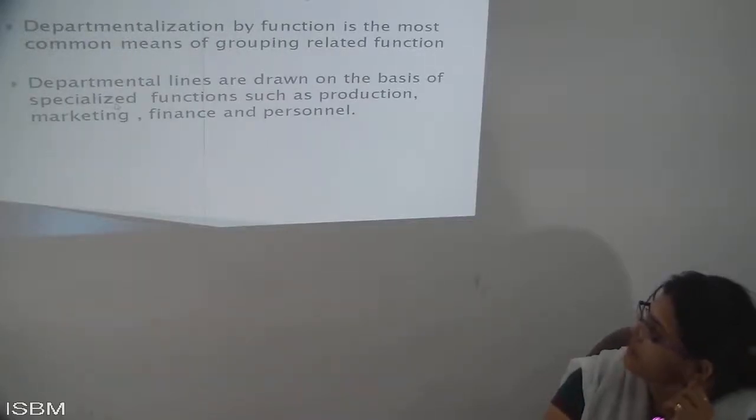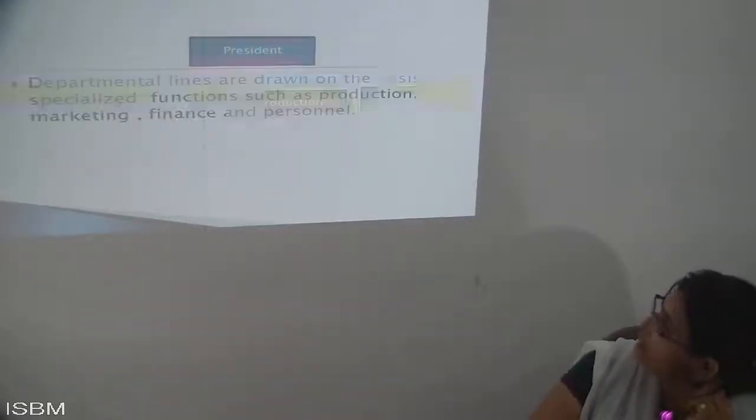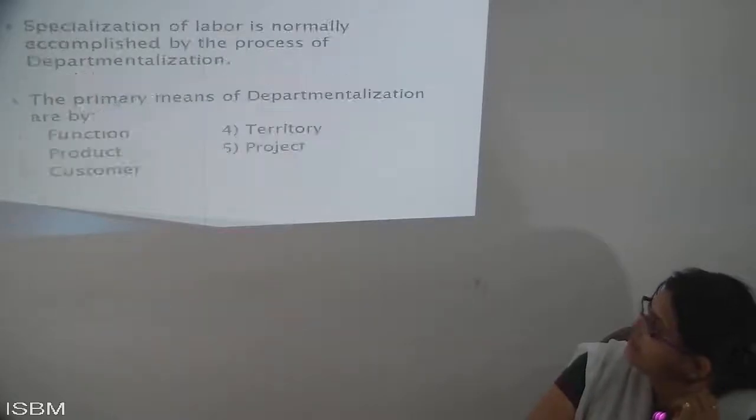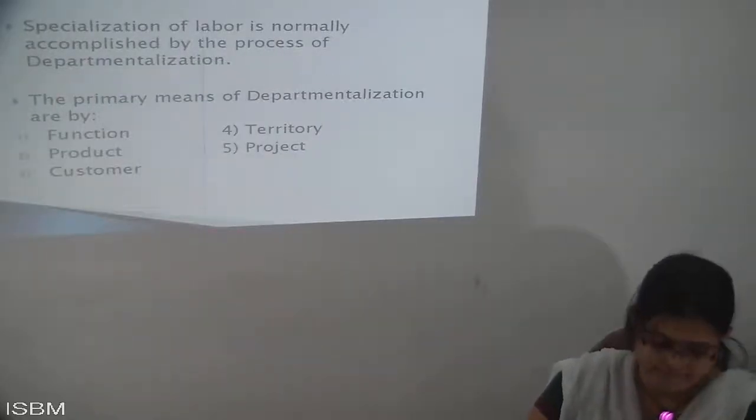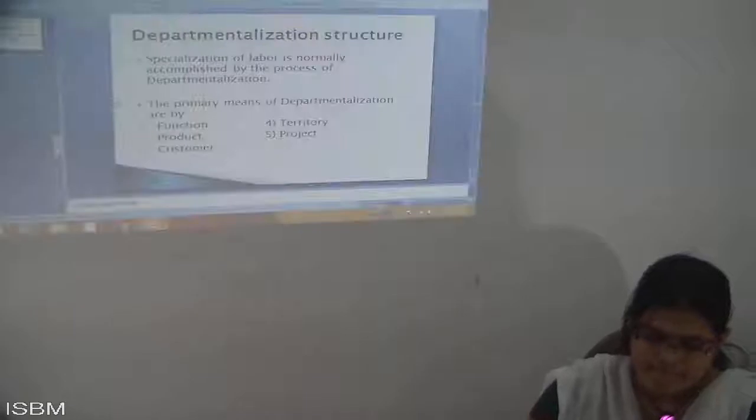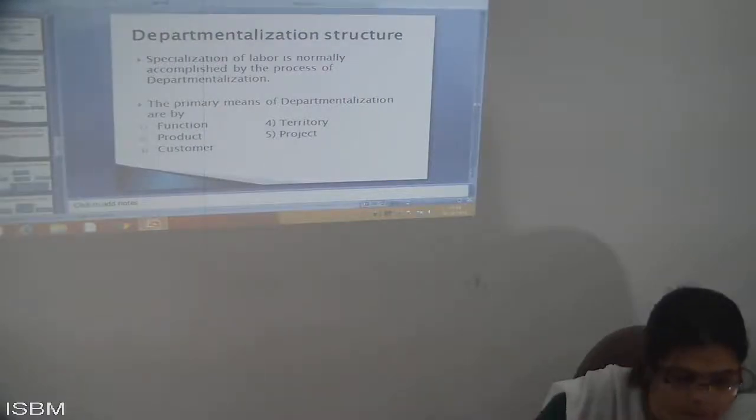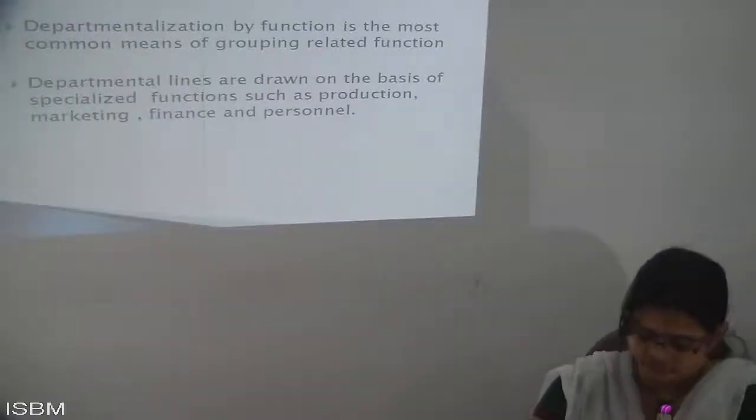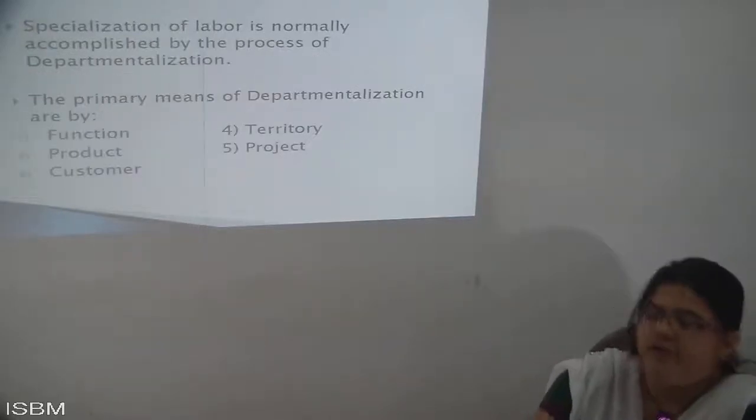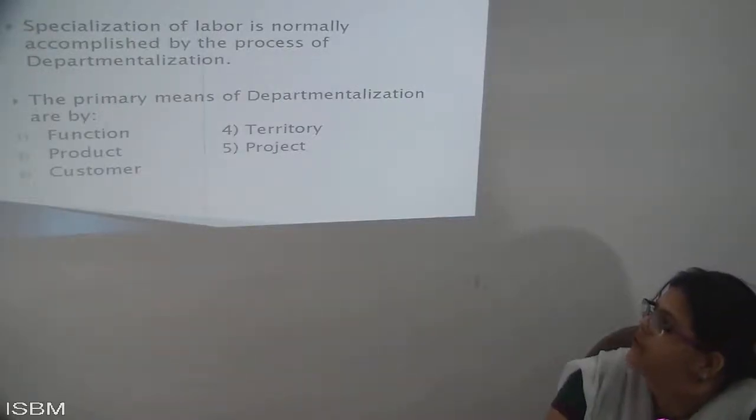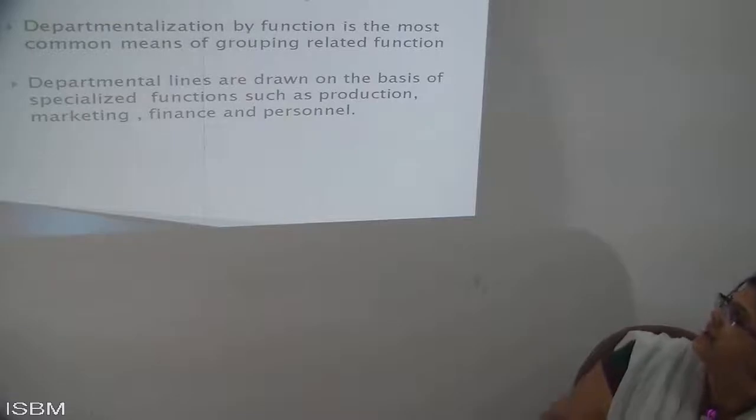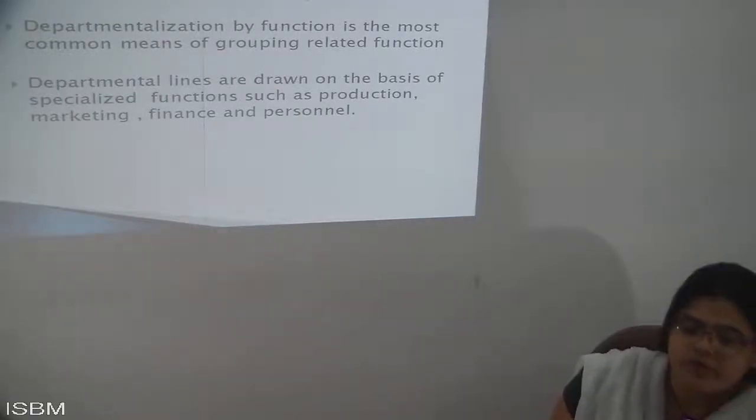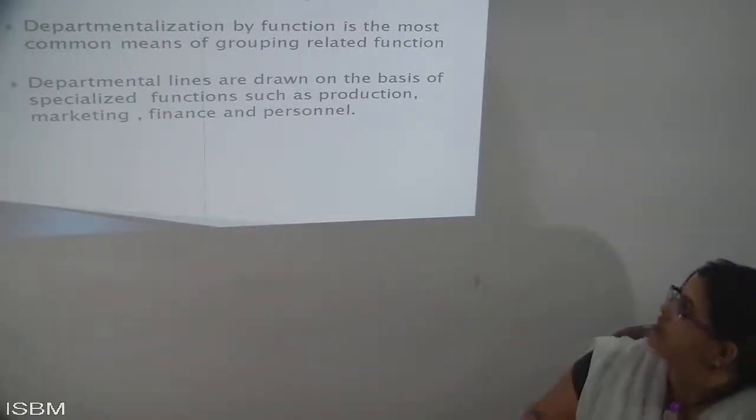Now here it is finance which is being said. Now, I'll just move it once again. Just a minute. Now we went through departmentation. Next is departmentation by function. Now, what are functions?